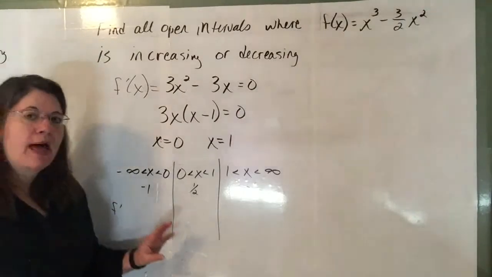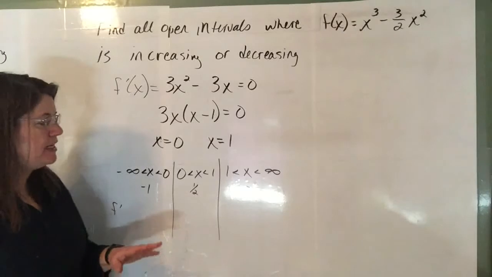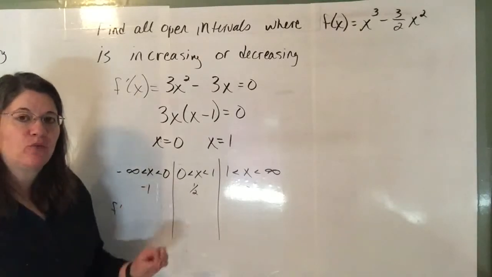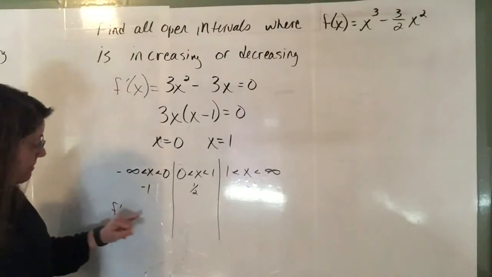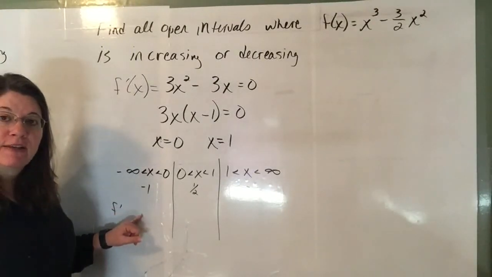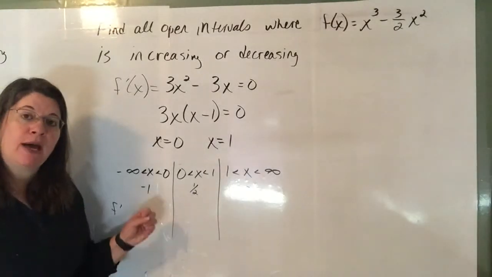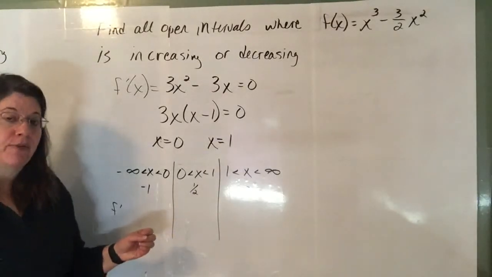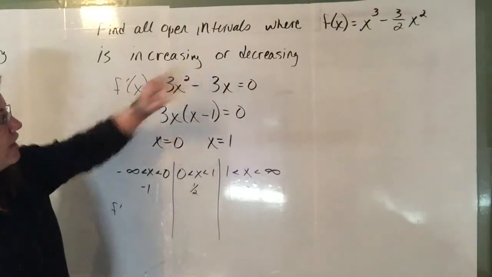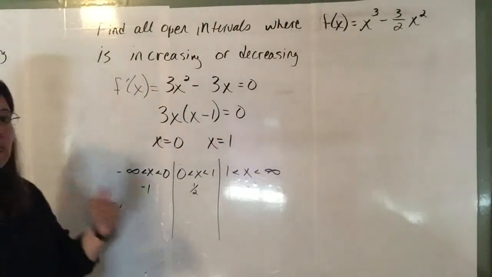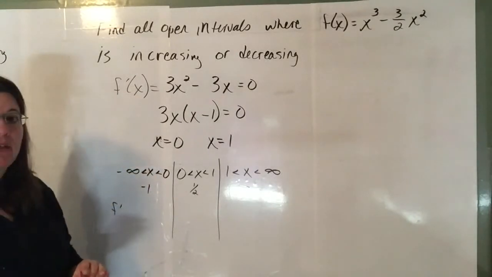Now, all I'm interested in here is whether they are positive or negative. I don't need to know their exact values, just whether they're positive or negative. Because if it's a positive f prime value, I know it's increasing within that interval. If it's a negative f prime value, I know it's decreasing within that interval. So that's all I need to know, whether they're increasing or decreasing. That's what the directions have asked me to do. We'll do more with that in the next section, but for now, all we need is whether it's increasing or decreasing.